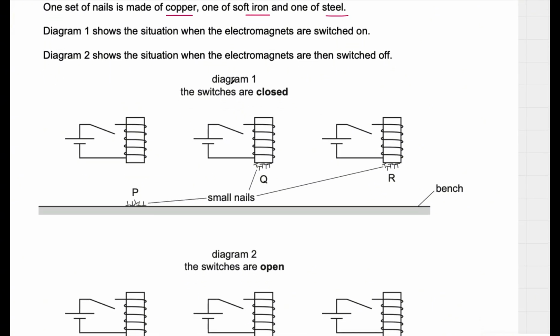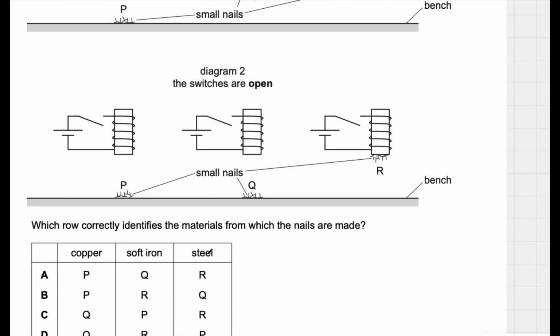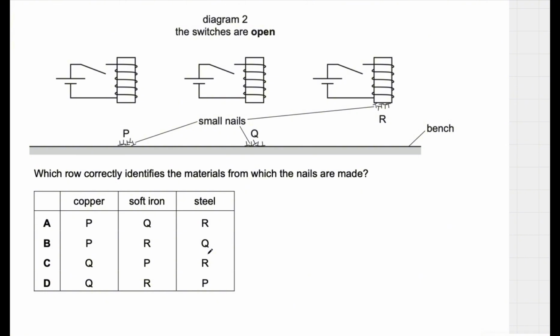So this is diagram 1 for the different materials. Okay, small nails. Diagram 2 is when it's switched off. Even when it's switched off, this one didn't fall off, this one fell off, and this one too. So they want us to identify them.